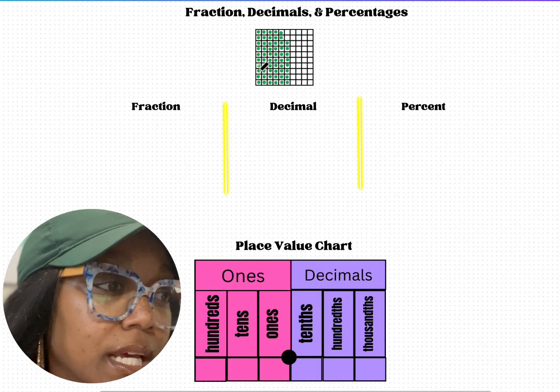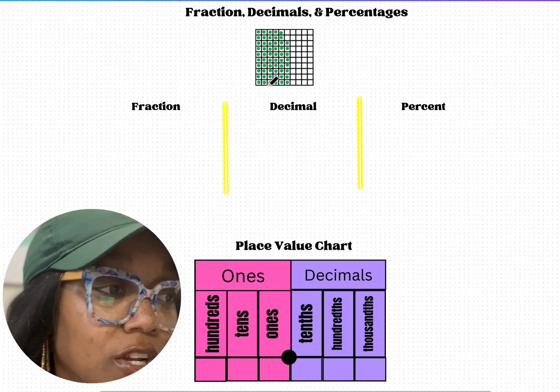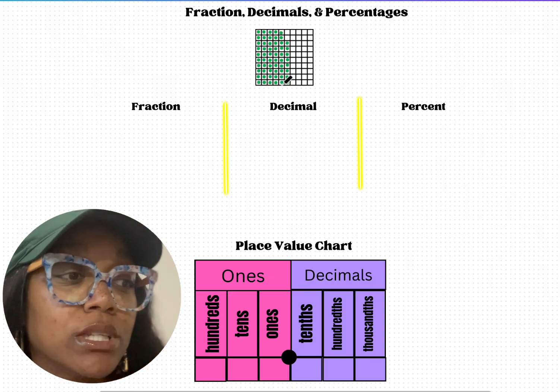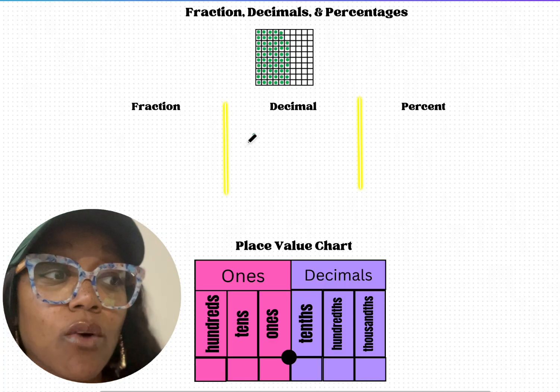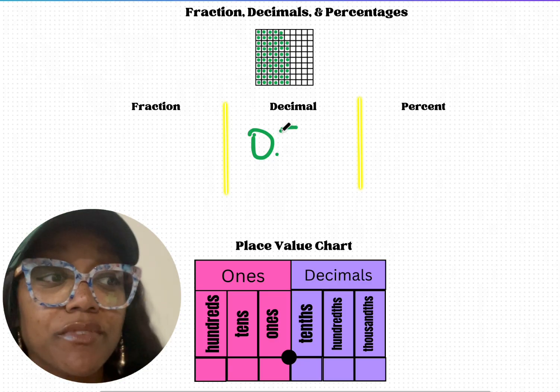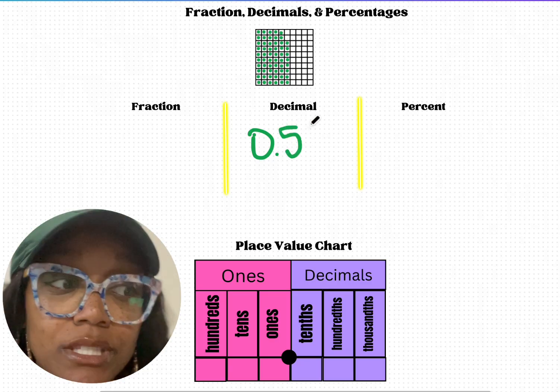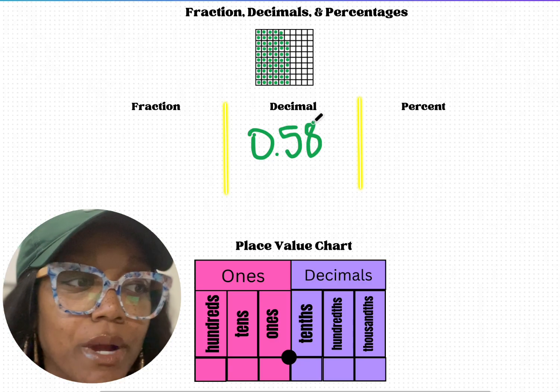Now we're going to move on to the next one. We still have to count the ones that are shaded. When it's a whole line with 10 of them shaded, I ask students to count by 10. So 10, 20, 30, 40, 50, then count what's left over, which was 8. So 50 plus the 8 is 58. So they have 58 hundredths, 58 out of 100. So we're going to write that down.